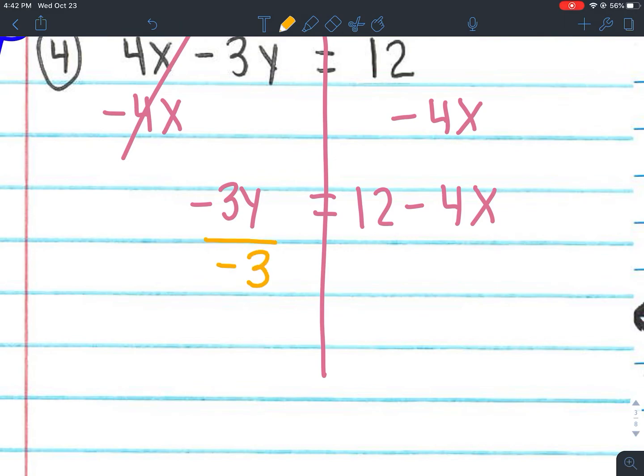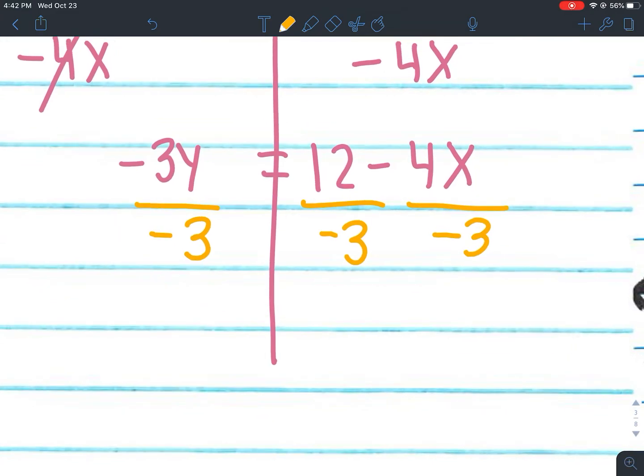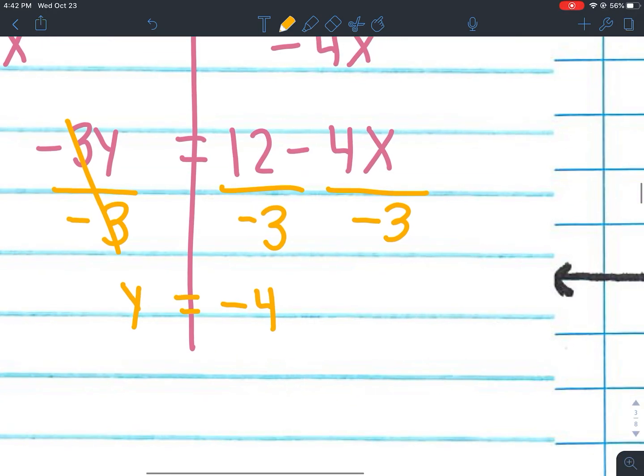The next step here is you want to get rid of the negative 3 in front of the y. So you would divide by negative 3, and you would divide everything by negative 3. Okay? Negative 3 divided by negative 3 is just 1, so you have 1y, or positive 1y over there. 12 divided by negative 3 is negative 4, and then here's where we run into the mistake. Negative 4 divided by negative 3 should be positive, right?